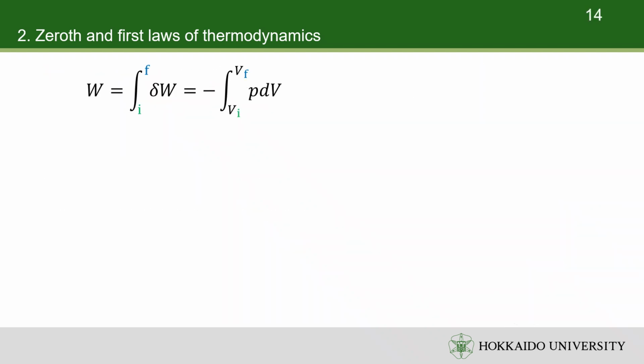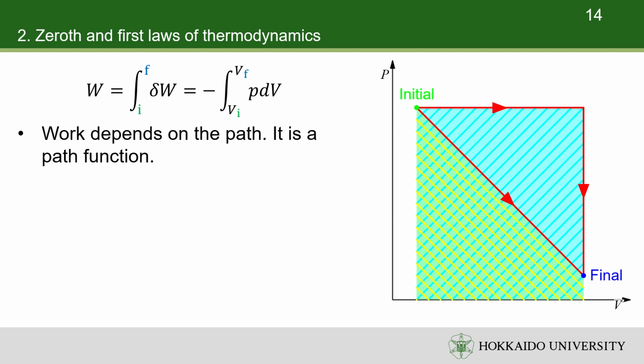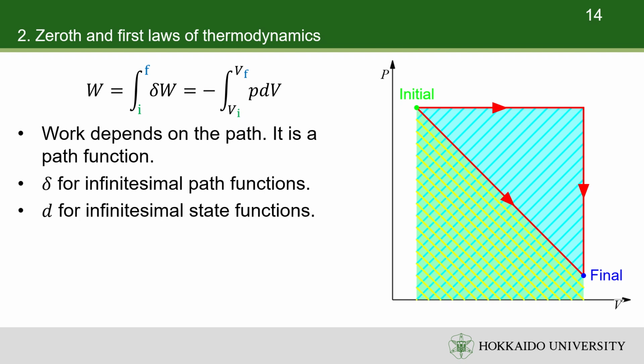Moreover, the total work of a process is the integral of delta W from the initial state to the final state. It is the area under the pressure-volume curve and obviously depends on the path. Therefore, work is a path function. Symbol delta is used for infinitesimal quantity of a path function. Symbol d is used for infinitesimal change of a state function.